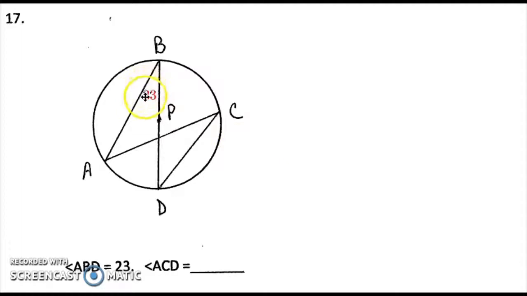ABD, the angle is 23. Now notice the arc that it goes with. Mark it like this to see the arc that it goes with. It's inscribed, so this will be half of this arc. Now if you notice, we're looking for ACD. This one goes with the same arc. So that means these two angles are going to be the same. So ACD is going to also be 23. And that's number 17.